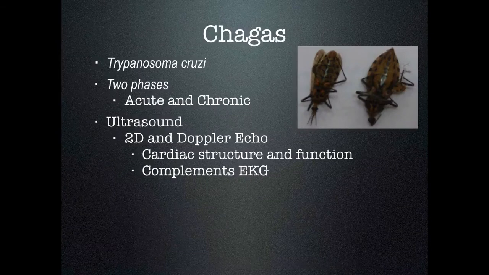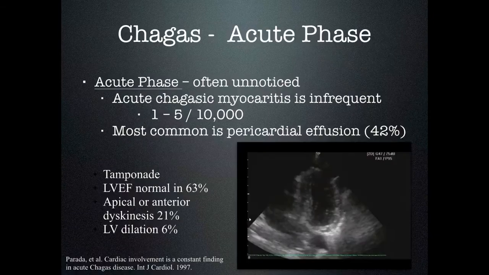Our first disease is Chagas disease. Chagas disease has two phases, both acute and chronic, and ultrasound can be used for both of these phases. Ultrasound is complementary to the EKG and shows the cardiac structure as well as function and correlates it to the underlying pathophysiology of Chagas disease.